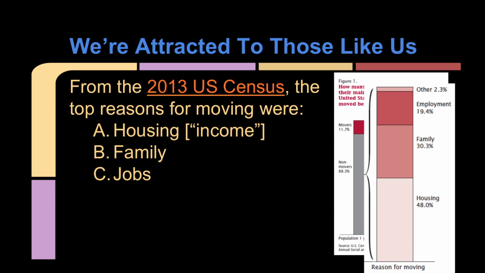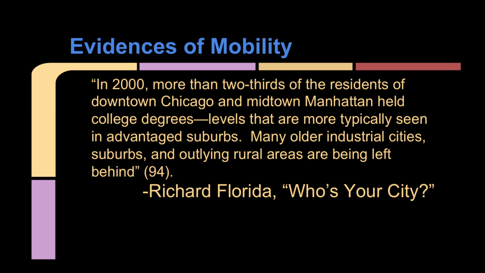And also from Richard Florida's 2010 book, Who's Your City, he was quoted as saying and showing statistics that in 2000, for example, more than two-thirds of the residents of downtown Chicago and midtown Manhattan held college degrees, levels that are more typically seen in advantaged suburbs. Many older industrial cities, suburbs, and outlying rural areas are being left behind. His thrust here is that when you think of downtown, you think of dilapidated industrial centers or maybe homeless people who can't afford nicer homes. But there's been a larger trend that he has noticed and others are observing of new younger generations moving into urban areas and cities.